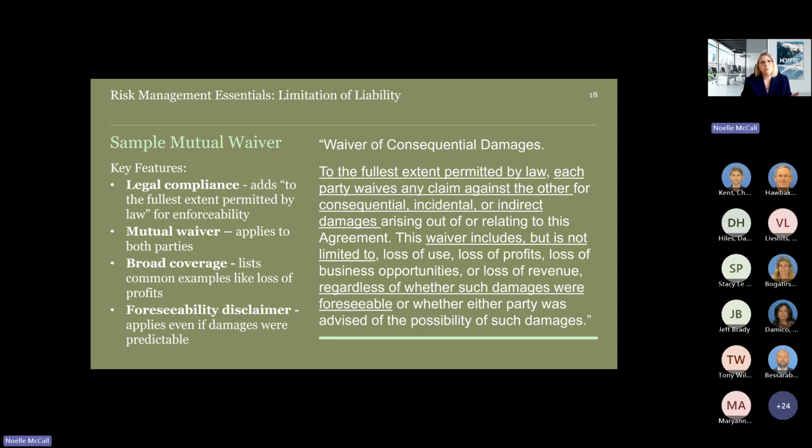This is also pretty broad coverage when you're talking about it, because it has a long list of indirect damages included, including things like loss of profits. And then there's a foreseeability disclaimer included, which means that this clause applies even if the damages were predictable.